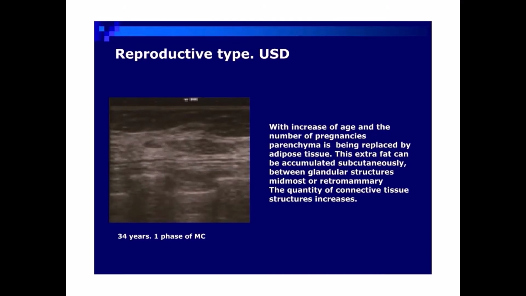Reproductive type, ultrasound. Image is showing 34 years. First phase of menstruation cycle. With increase of age and the number of pregnancies, parenchyma is being replaced by adipose tissue. This extra fat can be accumulated subcutaneously, between glandular structures, midmast or retromammary. The quantity of connective tissue structures increases.